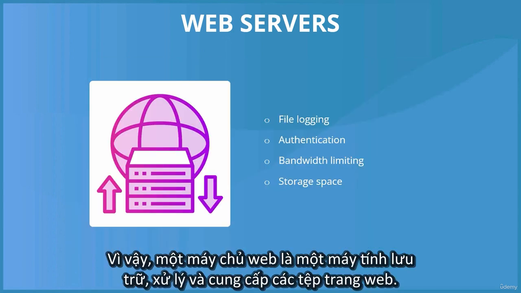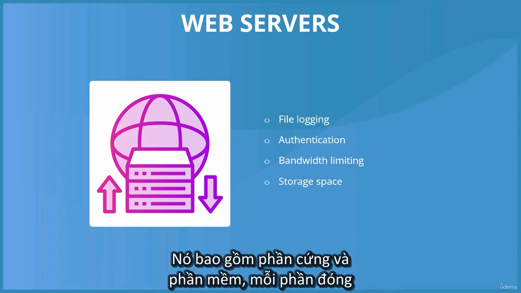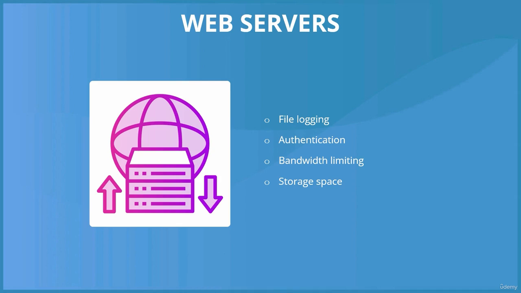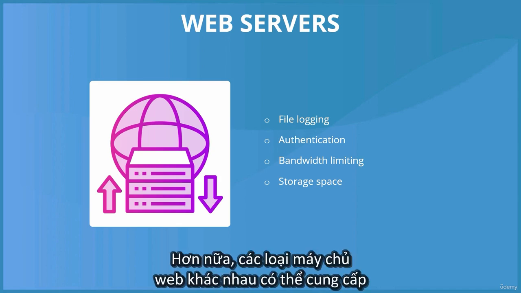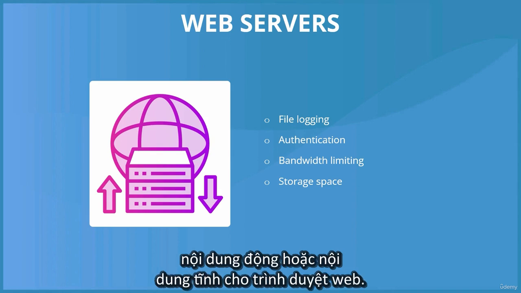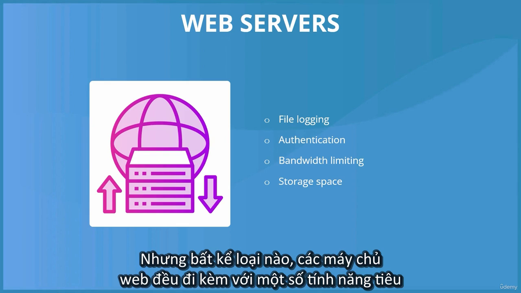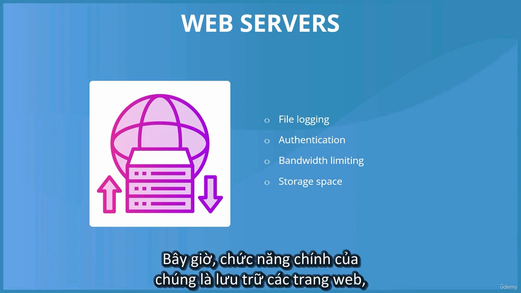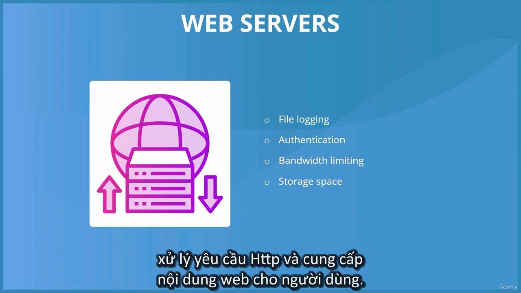So a web server is a computer that stores, processes, and delivers website files. It consists of hardware and software, with each playing a distinctive role in processing files. Moreover, different types of web servers can deliver dynamic content or static content to a web browser. But regardless of the type, web servers come with some standard features, including file logging, authentication, bandwidth limiting, and storage space. Now, their primary function is to host websites, process HTTP requests, and deliver web content to users.